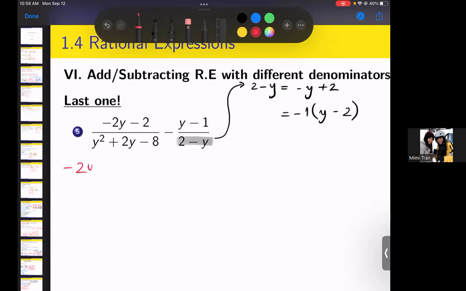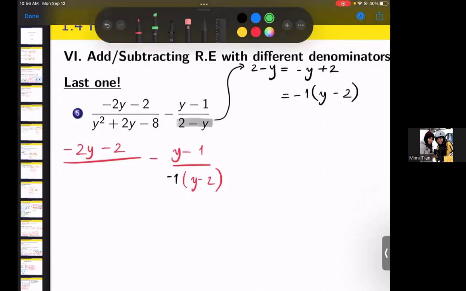Rewrite this -2y minus y over, we'll talk about that later. And then rewrite the top. The bottom is -1 times y minus 2. The -1 and the -1 combine to become positive, right? So y minus 1 over y minus 2. So those two green things combine to become positive, and then you rewrite.